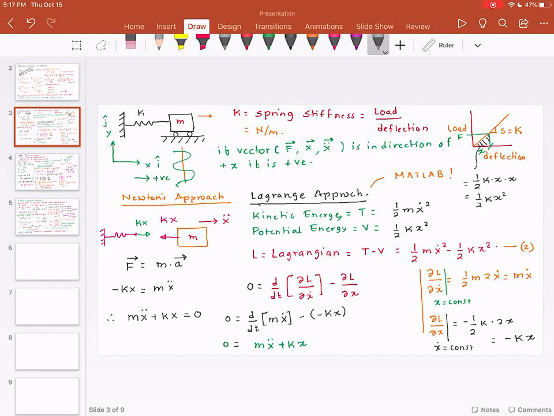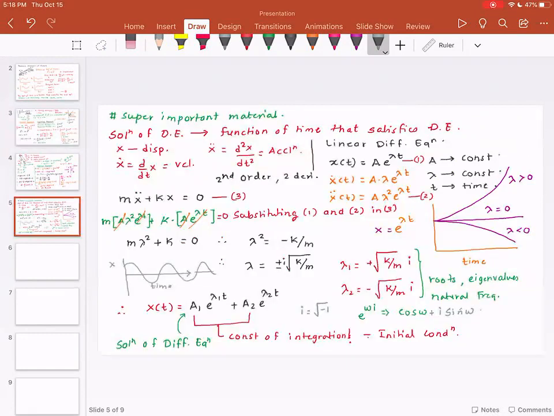So once I know how that system is going to evolve, how x is going to change with respect to time, I can find out the position of the mass or the velocity of the mass or the acceleration of the mass at any time I want.